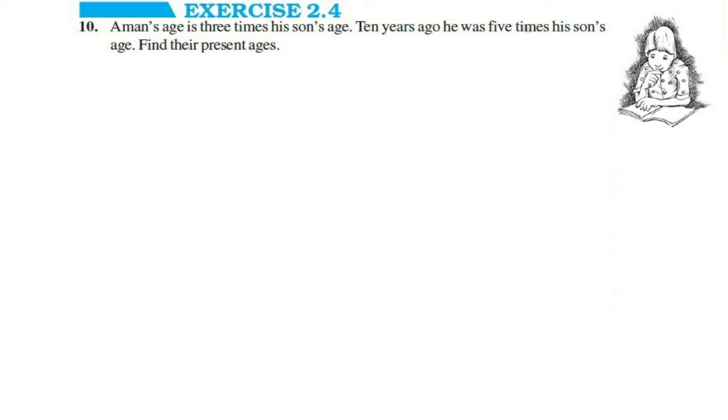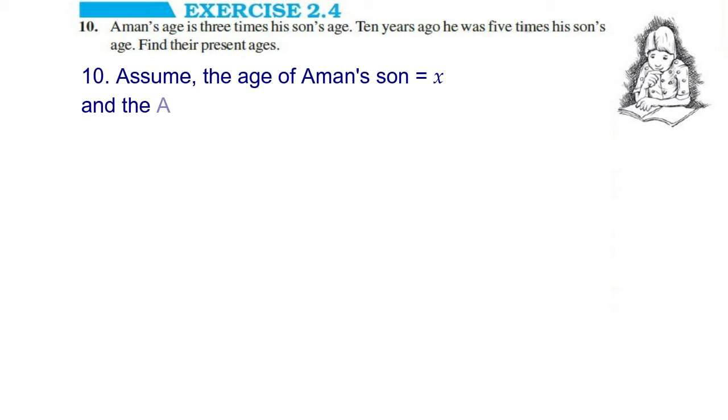Go to the last problem. Problem number 10. Aman's age is 3 times his son's age. 10 years ago, he was 5 times his son's age. Find their present age. First, we assume the age of Aman's son is equal to x, and Aman's age is equal to 3x, because Aman's age is 3 times his son's age.